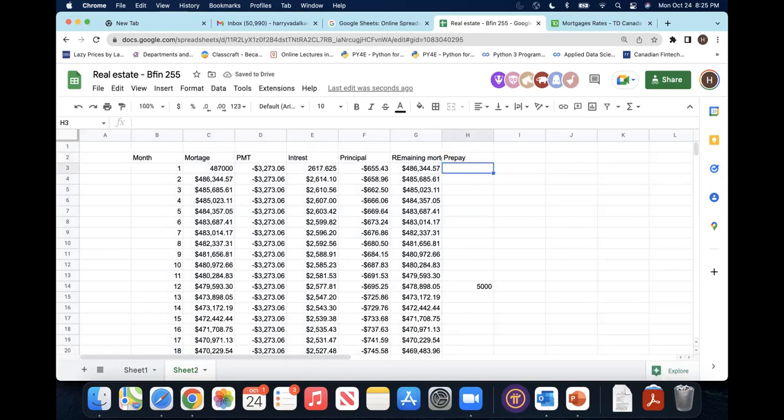Depending on the bank that you're negotiating with, most mortgages allow you to pay 15% of principal in a given year without any penalties. Beyond that, there is a penalty. 15% of the mortgage you can pay without penalties. Rest of it you have to pay penalties.